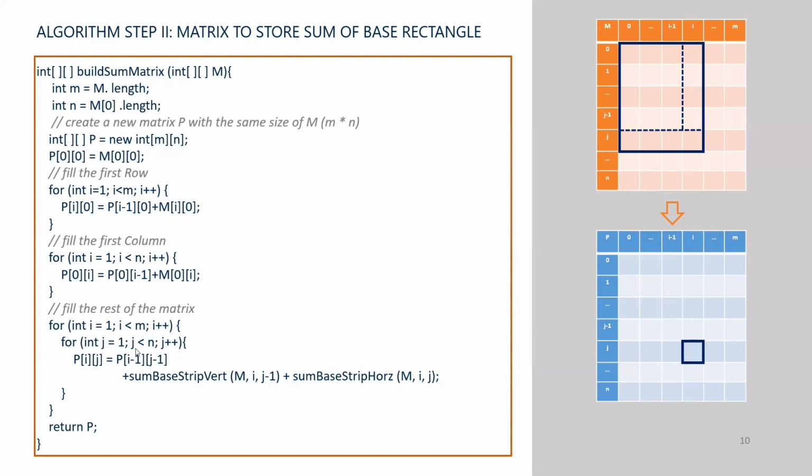Then we'll fill the rest of the matrix. For i from 1 to M, j from 1 to N, P[i][j] equals P[i minus 1][j minus 1] plus this base strip vertical, this one, and plus this base strip horizontal, like this, return P.